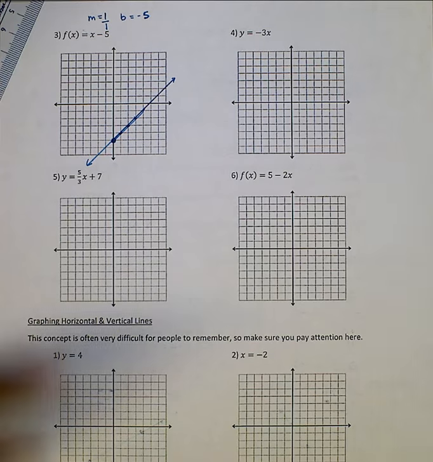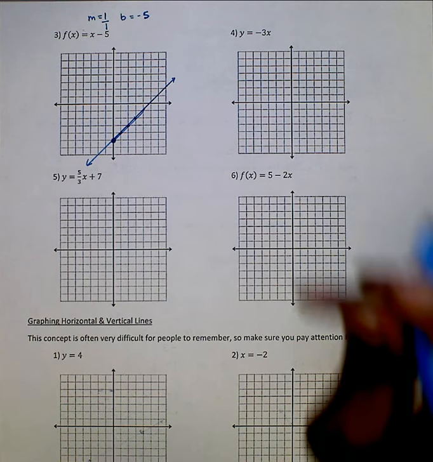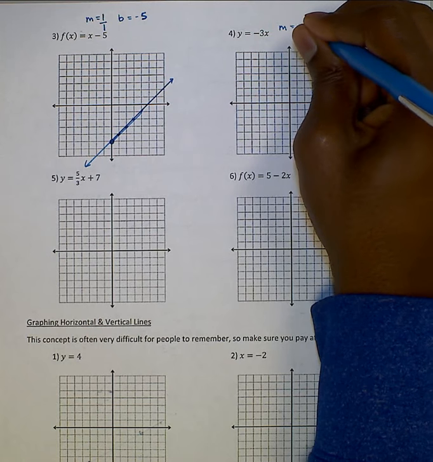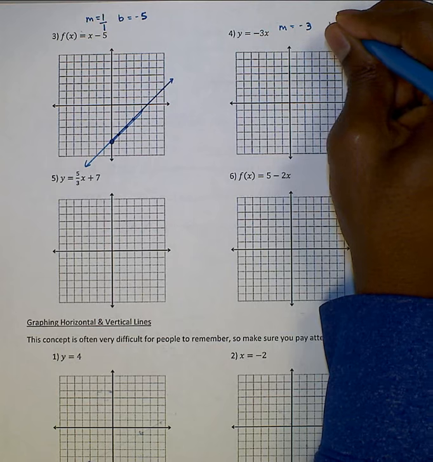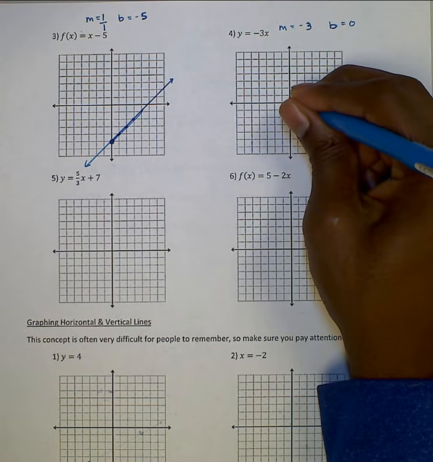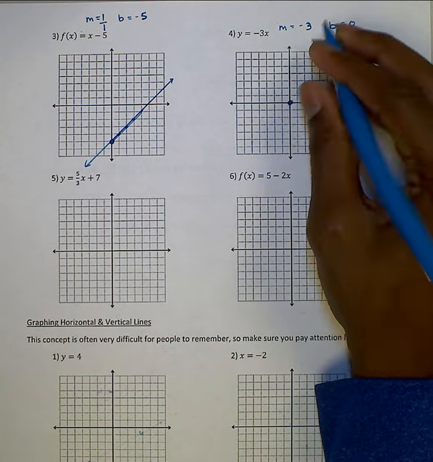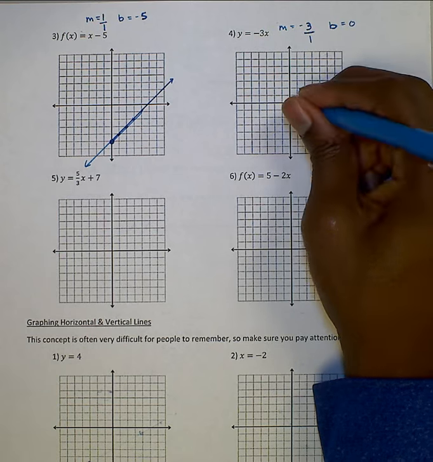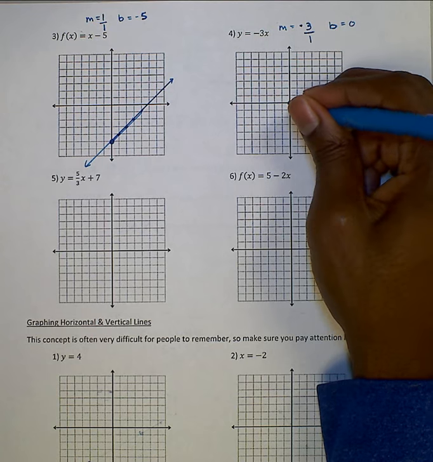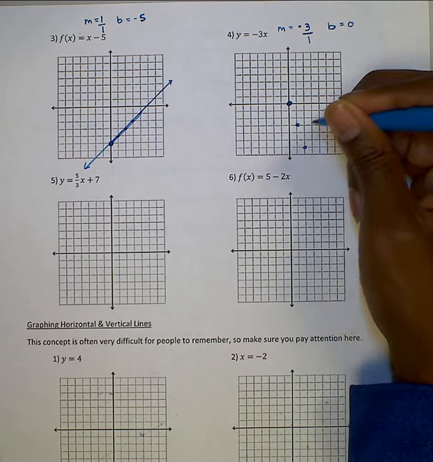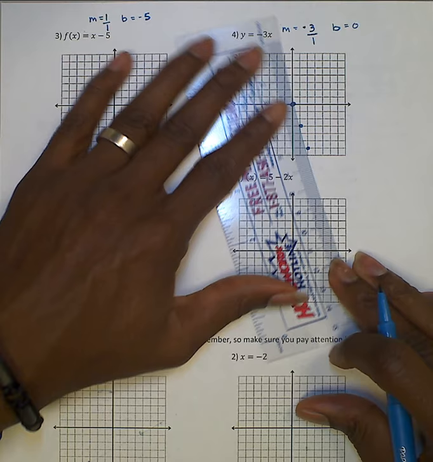All right. Number 4, our slope is -3. It's the number that is in front of x. Our y-intercept, remember it's not written here because we don't have to write +0, is 0. So at 0, 0. And then our slope is -3. And that is a whole number, so it might be helpful for us to put it over 1. And that means we go down 3 because it's negative. 1, 2, 3, and to the right 1. Down 3, 1, 2, 3, and to the right 1. Okay. That's our line. I'll draw through it.